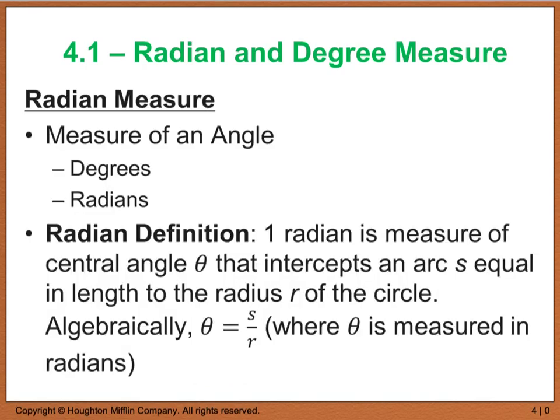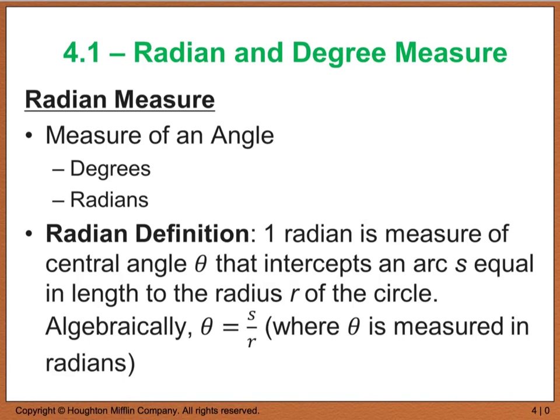Now we're going to look at radian measure. When we measure an angle, we can use two different units essentially. One is degrees, which I think you are most familiar with. We're going to talk about that here in a little bit. Right now we're going to talk about radians. Radians is something that we are going to start using more frequently in the trig section.